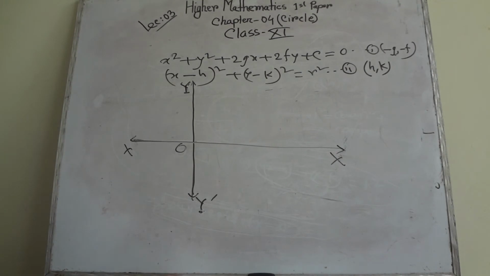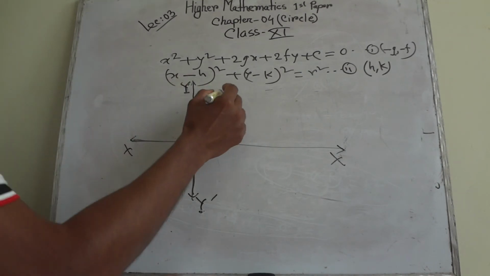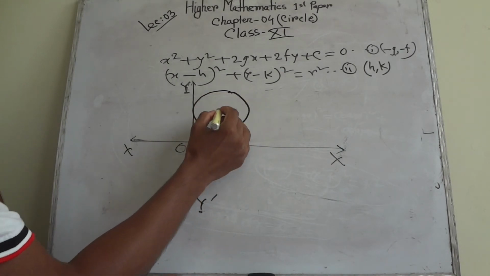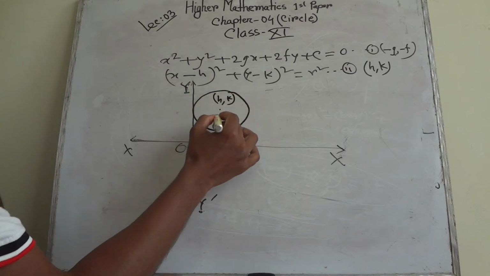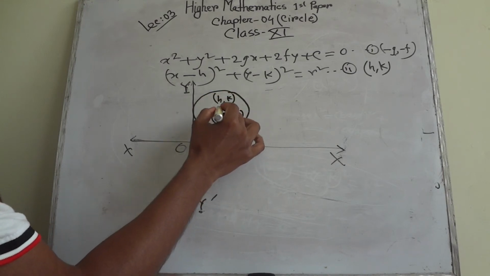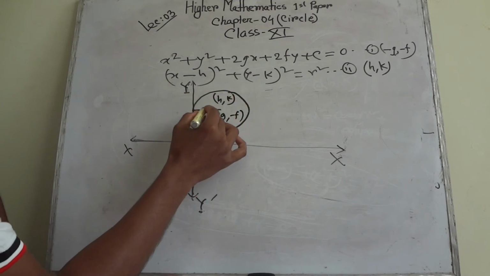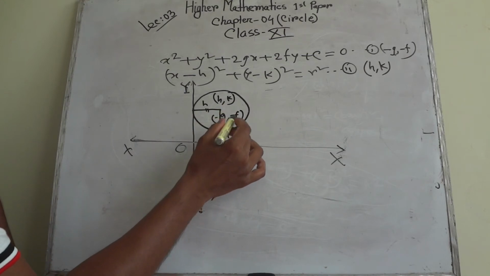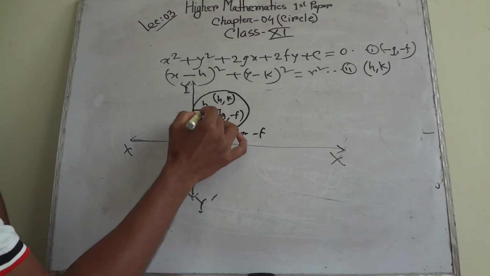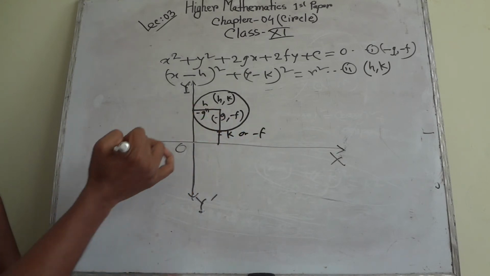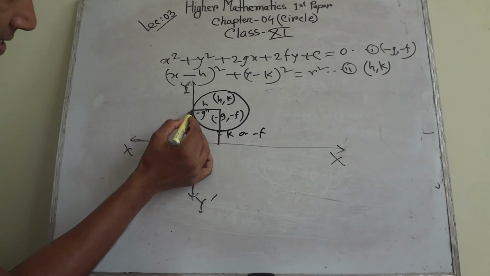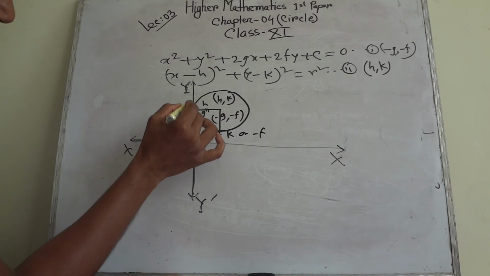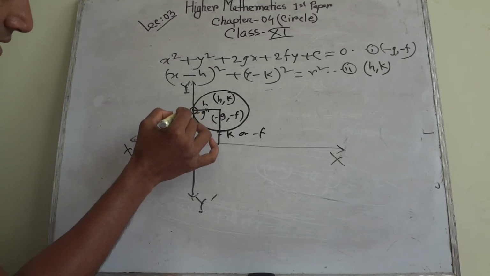Follow the board, everyone. I'll draw another circle whose center is (h, k) and radius is minus g or minus f. From here to here, this is equal to h, and from here to here, this is equal to k or minus f. So the point of contact will be this. This point is the point of contact. This point will be on the y-axis. On the y-axis, the abscissa will be 0.